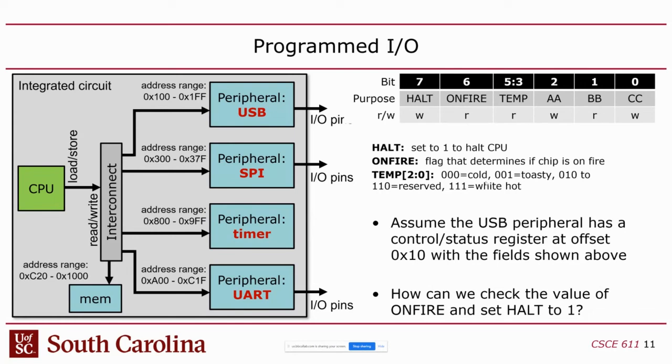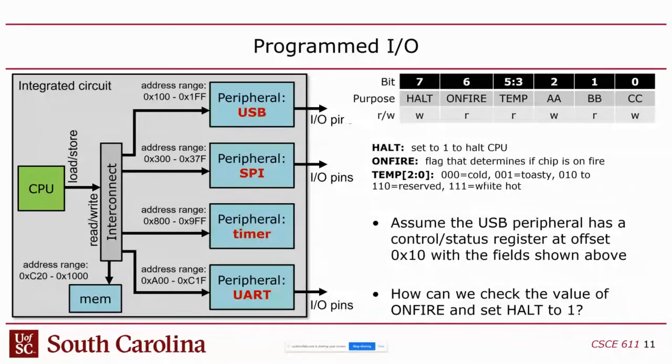So we've got a bit called halt that halts the CPU, and then we've got a flag that's called on fire. It tells you if the CPU is on fire, or the peripheral rather. Then we've got a field called temp, which allows you to read the temperature, and then we've got generic ones called A, B, and C.